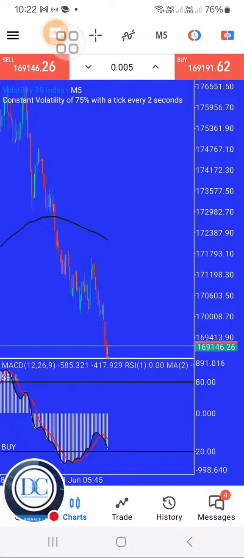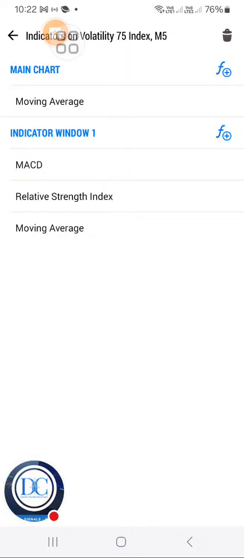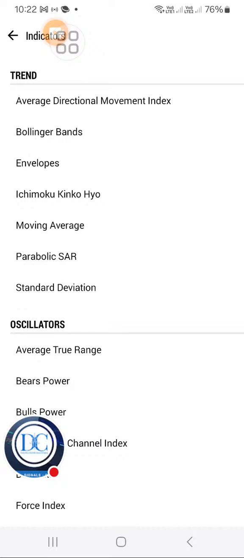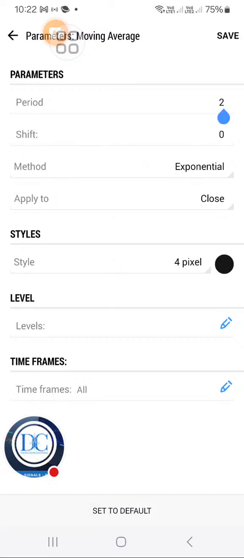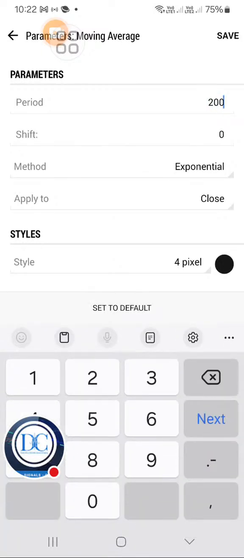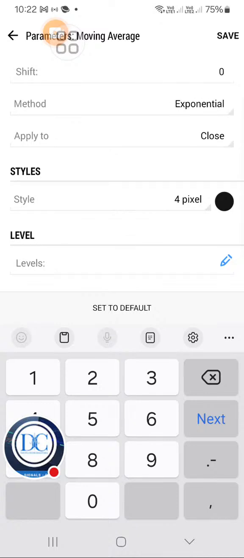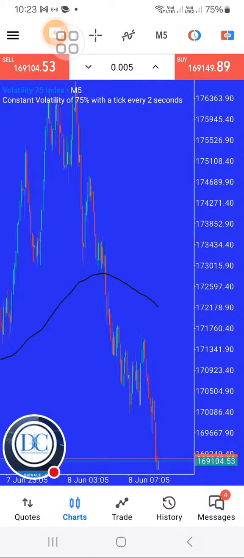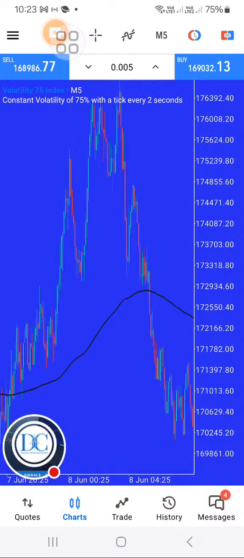So without wasting much of your time, guys, let's quickly look at the strategy. These are basically the settings. Let me just quickly go through the settings and you can see how this strategy works. The reason why we are putting this moving average on the main chart: we have a 200 exponential moving average, applied to close, with 4 pixels and the color black. You click save on the main chart, and we now have this moving average. The moving average is just indicating where we're going to be buying and where we're going to be selling. Basically, that's the reason why we have this moving average.